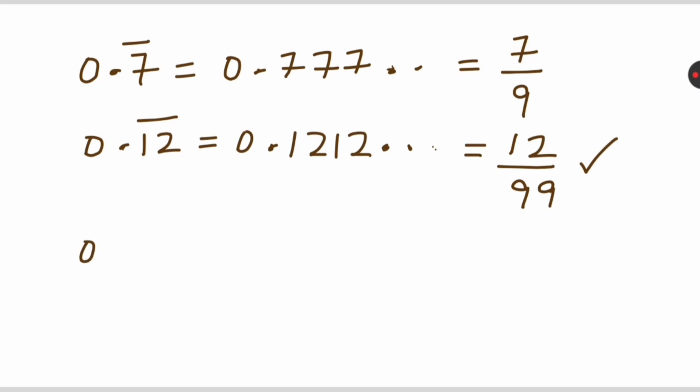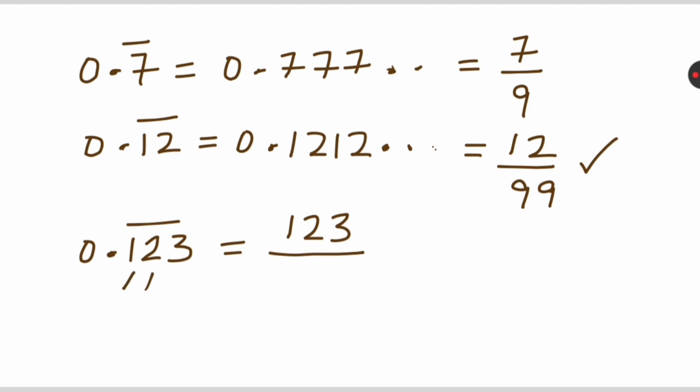Suppose we have 0.123 bar. How can you write this in fraction form? Under the bar we have 3 digits. Those 3 digits you write at your numerator: 123 divided by. How many digits do we have under the bar? We have 3 digits. That's why you write 3 nines at the denominator. This is type 1, the easiest one. So let's go for type 2.